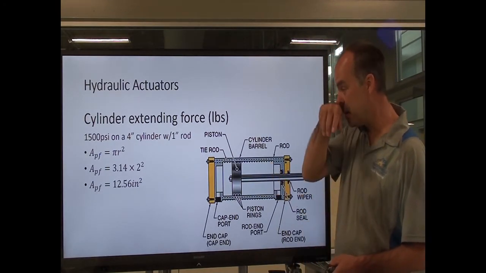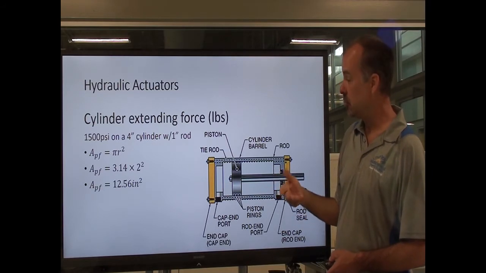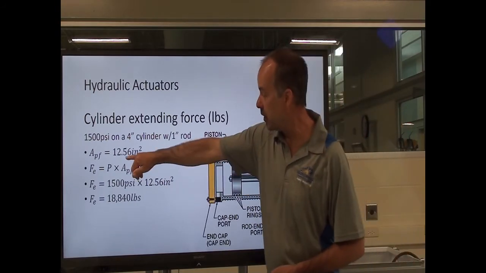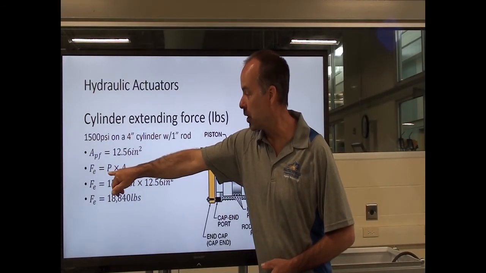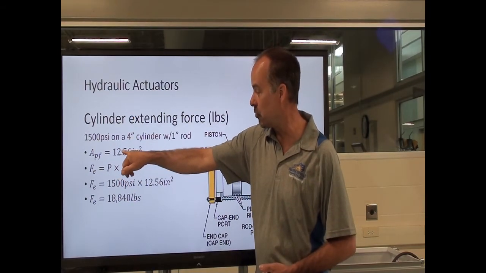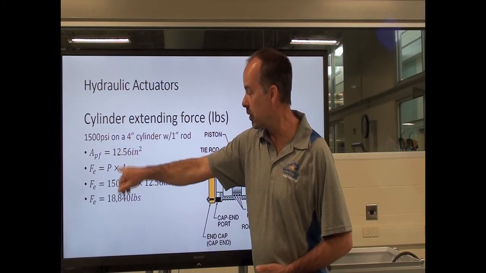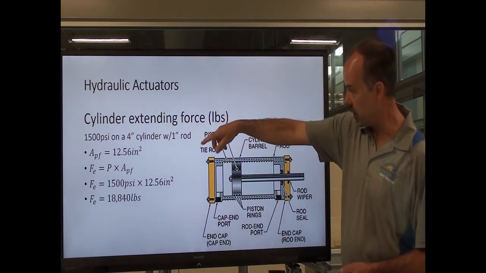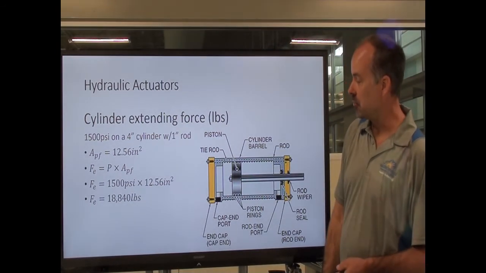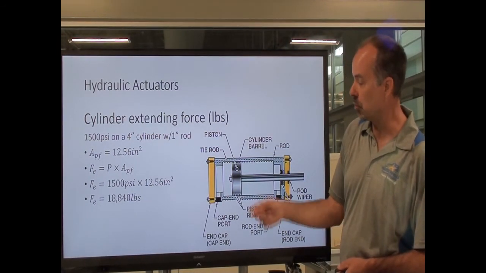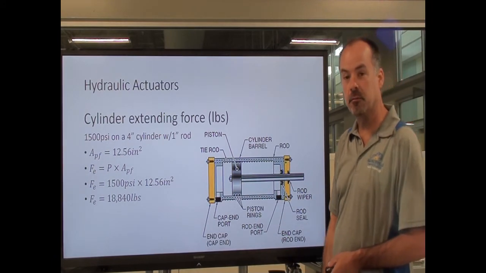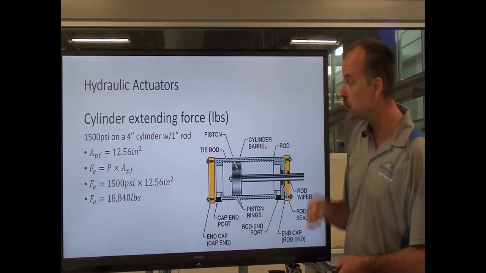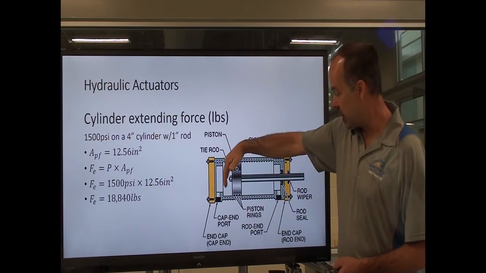Now that we know the area of the piston, we can use the rest of the equation to determine the force. We take our area, multiply it times our pounds per square inch. We figured out how many square inches, and we know how many pounds per square inch, so you do your multiplication. We find out that if we had 1,500 psi on a cylinder with a 4-inch bore, we're going to be able to apply 18,840 pounds of force on this rod, forcing it out. So that's how you calculate the extending force.